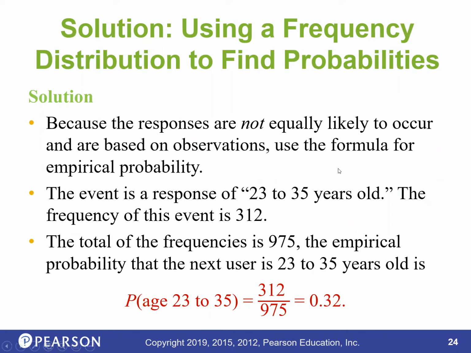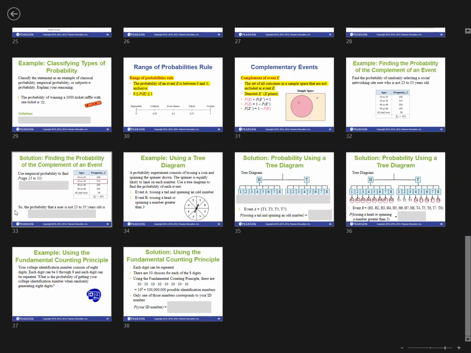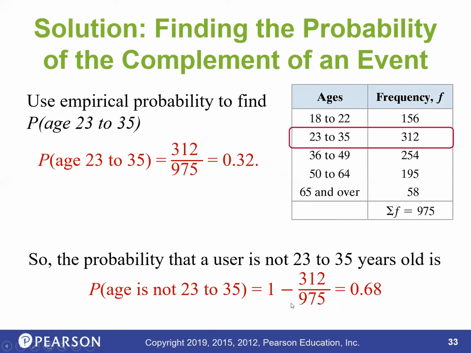So the probability of selecting not a 23 to 35-year-old. Let's see. This is what we had before, is that right? So then let's just subtract from 1, right? So 1 minus 0.32. Are we okay with the 0.68? Talk to me. People are not talking to me. Are you okay with that? You just subtract from 1. That's it to get the non-probability.